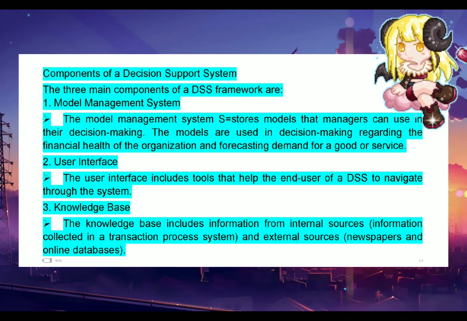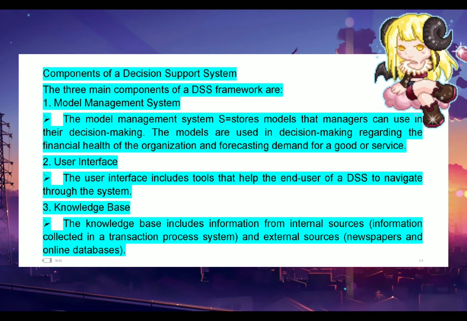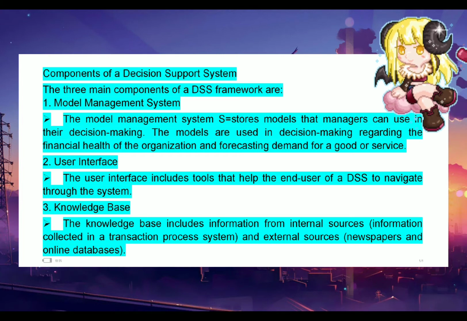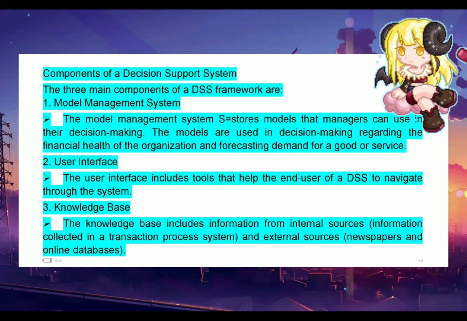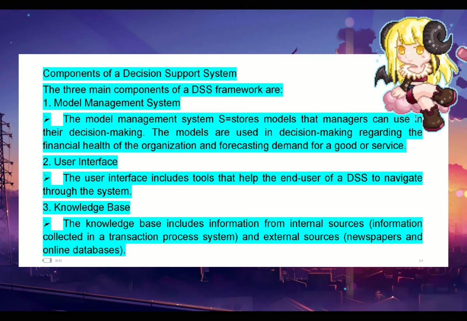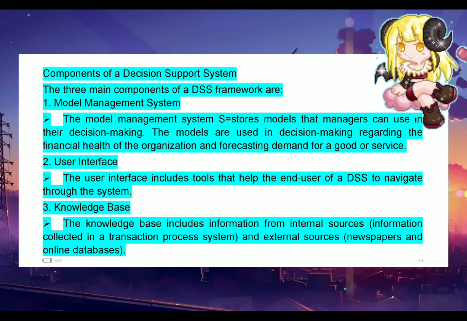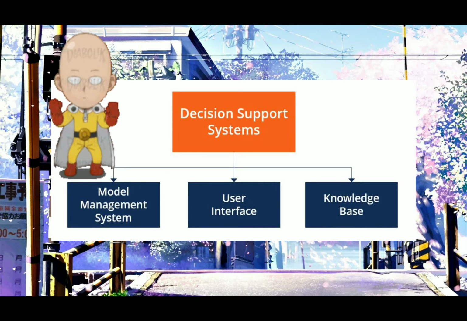First is the model management system. The model management system stores models that managers can use in their decision-making. The models are used in decision-making regarding the financial health of the organization and forecasting demand for a good or service. Second, the user interface. The user interface includes tools that help the end user of a DSS to navigate through the system. Then the third is the knowledge base. The knowledge base includes information from internal sources, information collected in a transaction process system, and external sources, newspapers, and online databases. Take a look at this diagram to give you an idea.